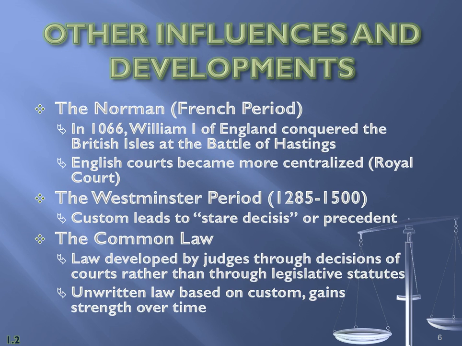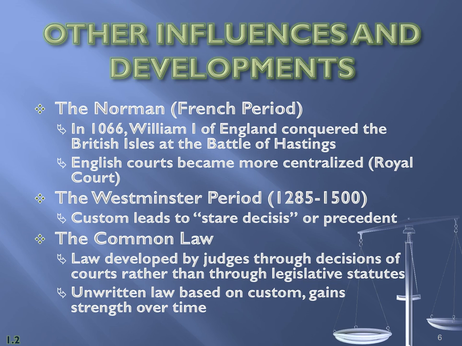So some other influences and developments came along. Well, we had the Norman, or the French, period. In 1066, William I of England conquered the British Isles at the Battle of Hastings. The English courts became more centralized then, and they were known as the Royal Court.